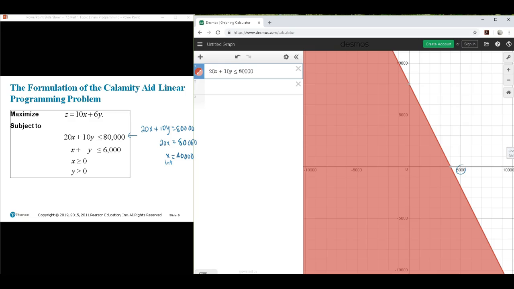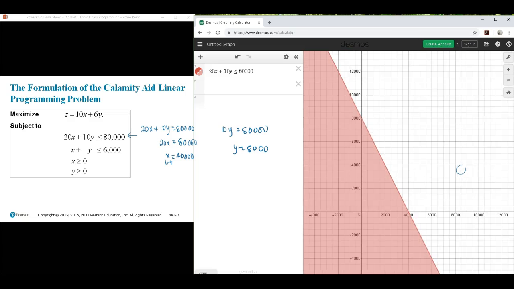See, there it is. And likewise, we can calculate the y-intercept, which is, set x to 0, you're left with 10y equal to 80,000, or y is 8,000. You can eyeball the intercepts and we see that we are correct. So this is really the line.